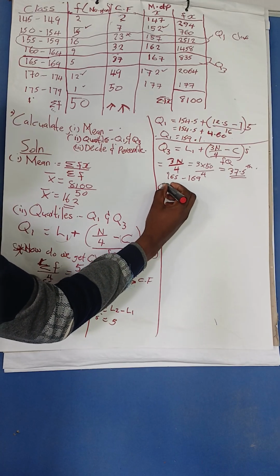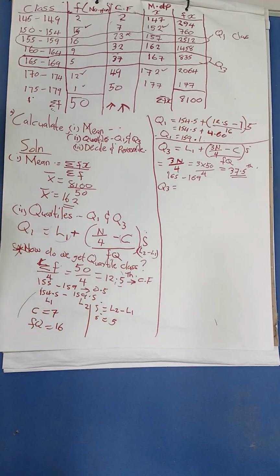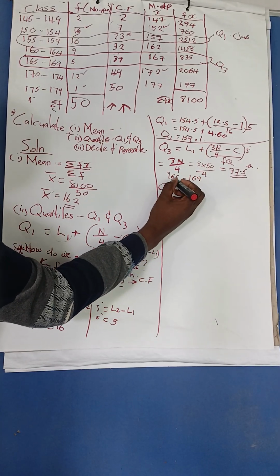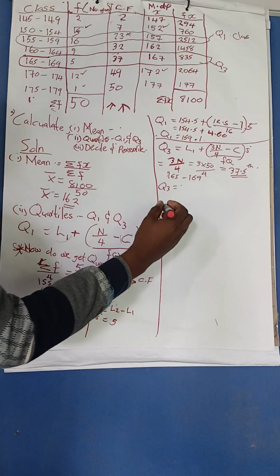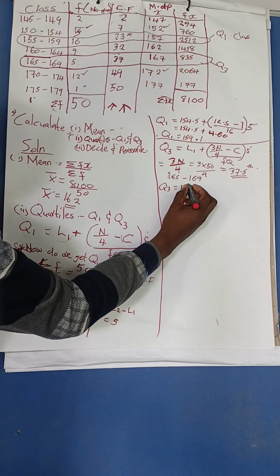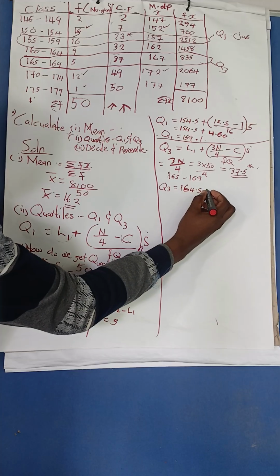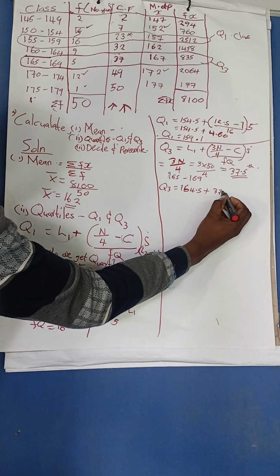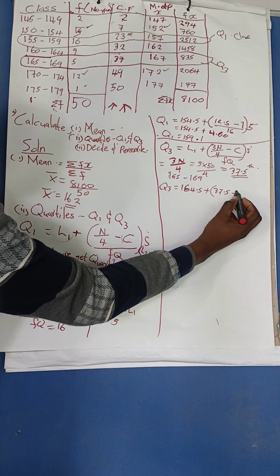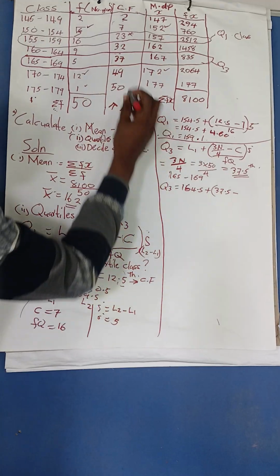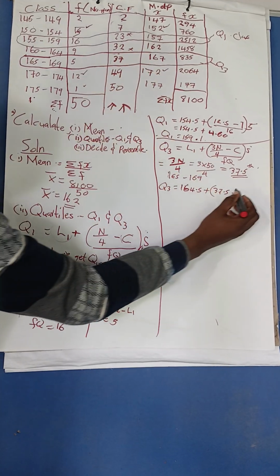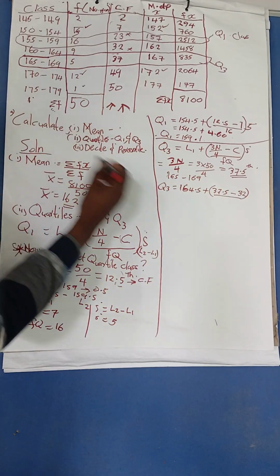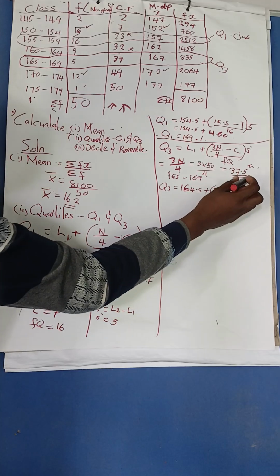Now let us get the Q3. Q3 will be what? L1 for this case will be 164.5, plus 3n divided by 4, which we have gotten is 37.5. You close the bracket, minus the cumulative frequency before that class, which is 32. You can even see for yourself, it's 32. You close the bracket, the frequency of that class is 5, divided by 5. Then you multiply by the class interval.